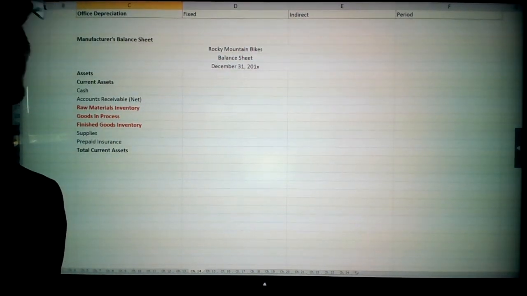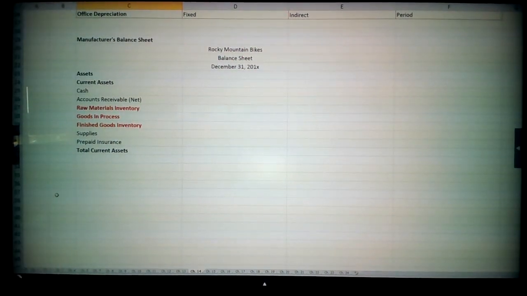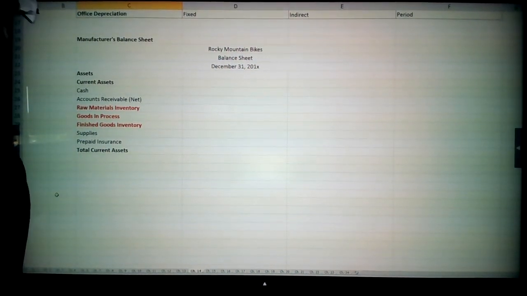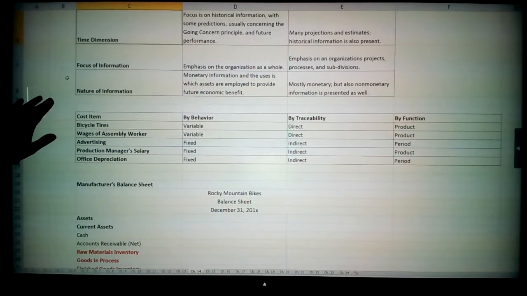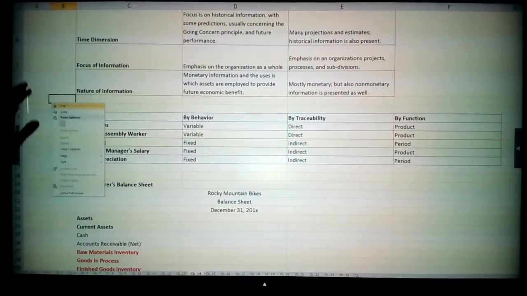Okay. I'm getting a quick note to mention that period costs are expensed immediately, whereas product costs are capitalized into inventory. So that's a good point. I'm glad you mentioned that. That might make it a little easier to understand the period and product costs.